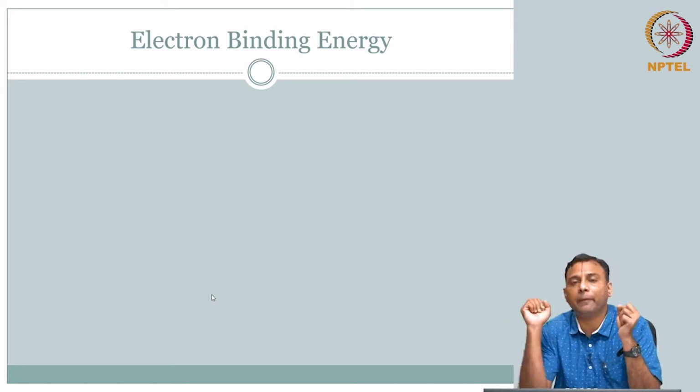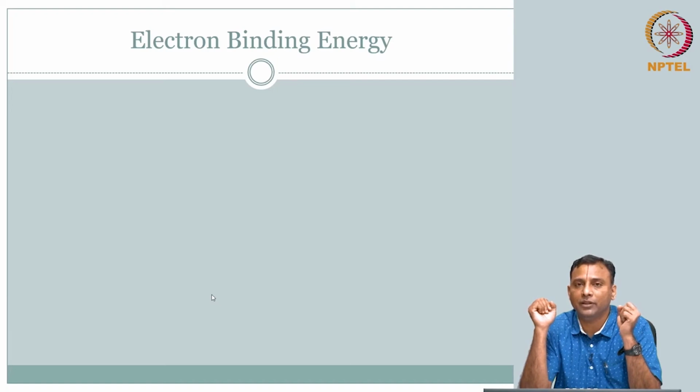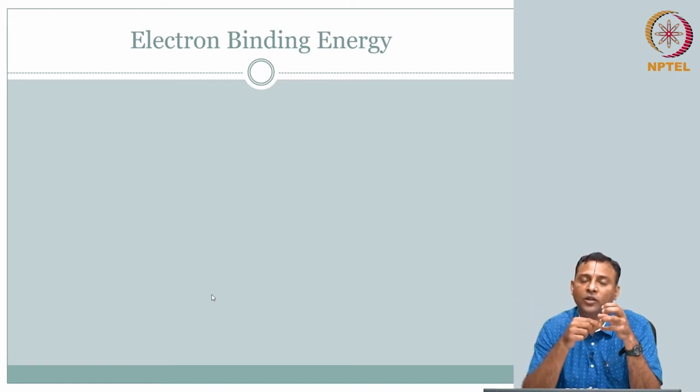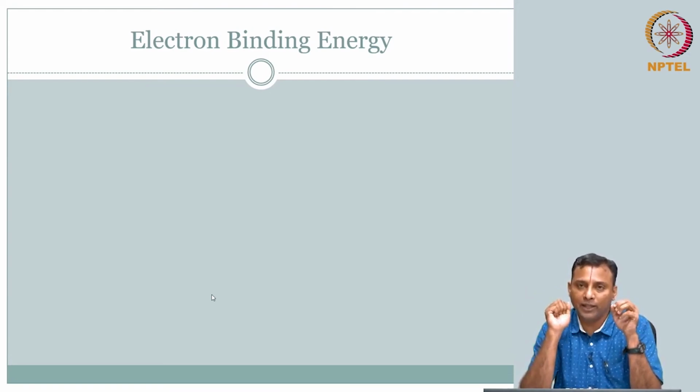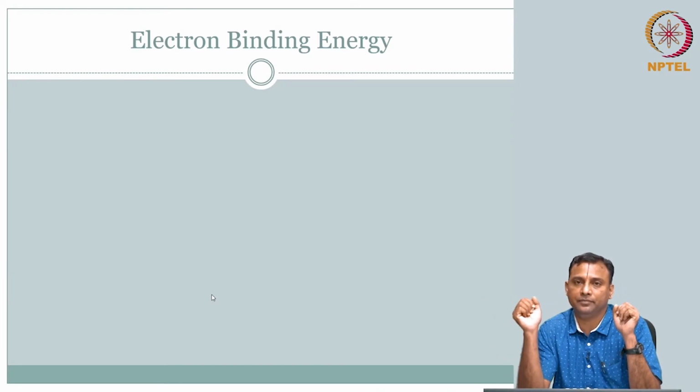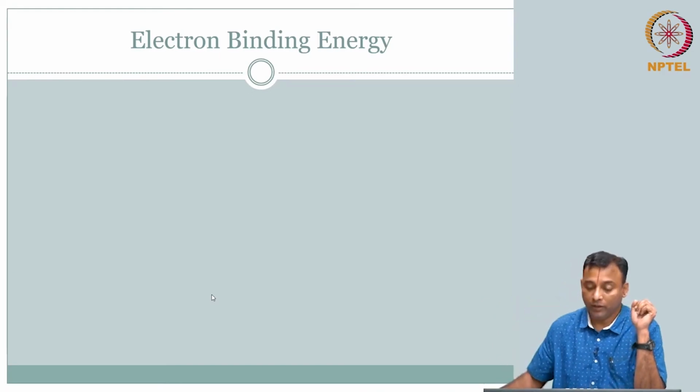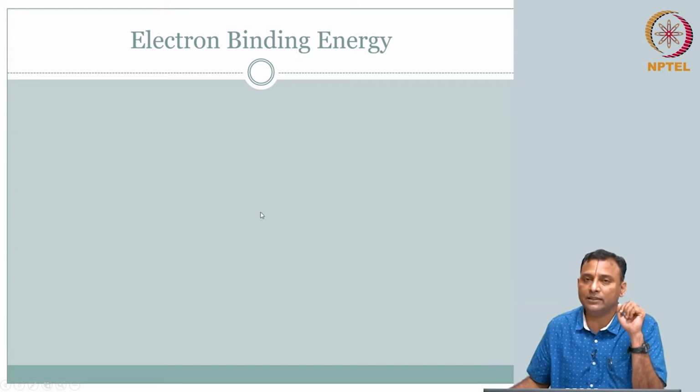Imagine if the electron is free, what energy will it have? The free electron will probably have more energy. Why? Because the ground state is the idea of the lowest energy state. So if it is free, it will have higher energy. In other words, I need to supply some energy to release this electron. So your electron binding energy is the energy that you need to supply so that you can free the electron.